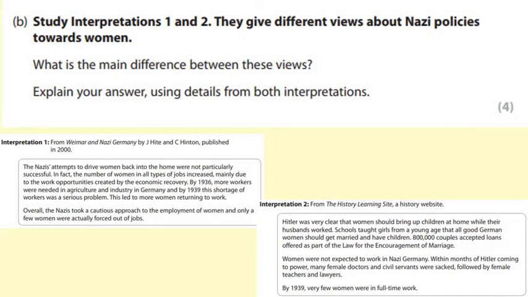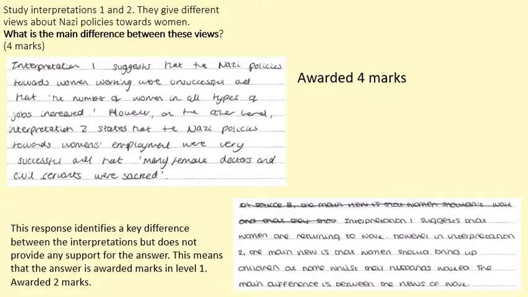Interpretation 2 outlines that Hitler is very clear that women should bring up children and they should get married and that their role is not in the workplace and that lots of women were sacked from jobs like being doctors or teachers. So again, you might want to pause the video now and read through interpretation 2. Let's have a look at some student responses to working out what the main difference is between these 2 interpretations.